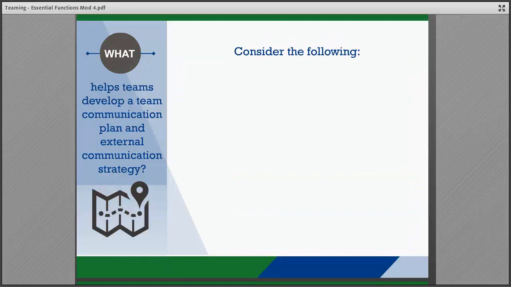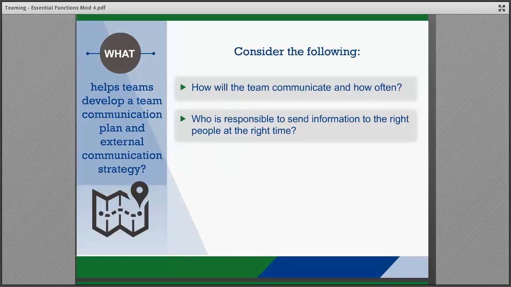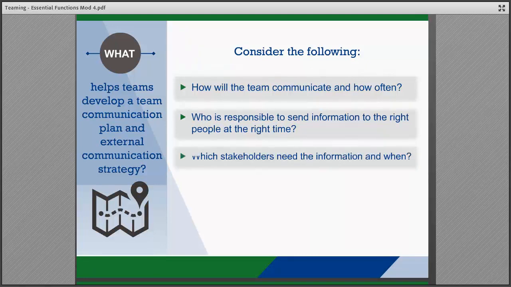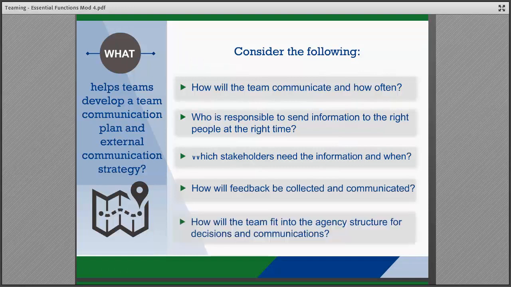Consider the following questions to help develop the team communication plan and external communication strategy. How will the team communicate and how often? Who is responsible for ensuring that all necessary information is sent at the right times to the right people? What stakeholders need to be included? When do they need to be included? How will feedback be gathered and collected and communicated to the team? How will the team be positioned within the agency's decision-making structure to facilitate communication and decisions? Answering these questions together will help the team to effectively develop a team communication plan and external communication strategy that supports the change initiative.